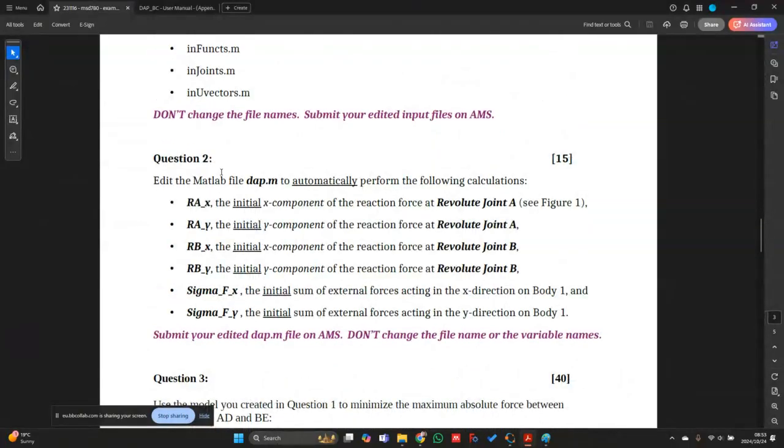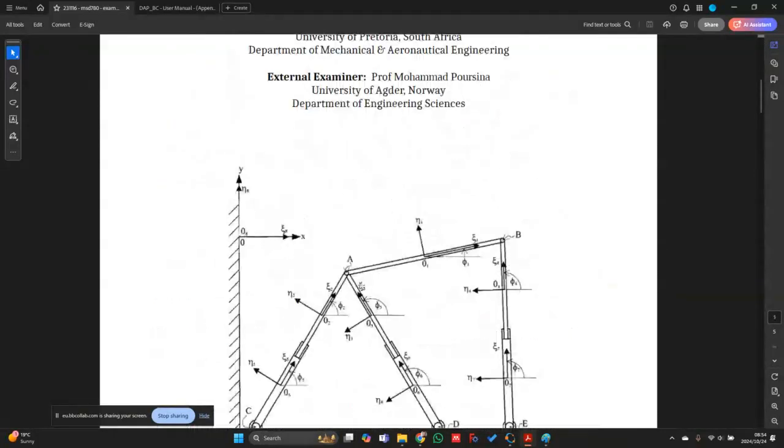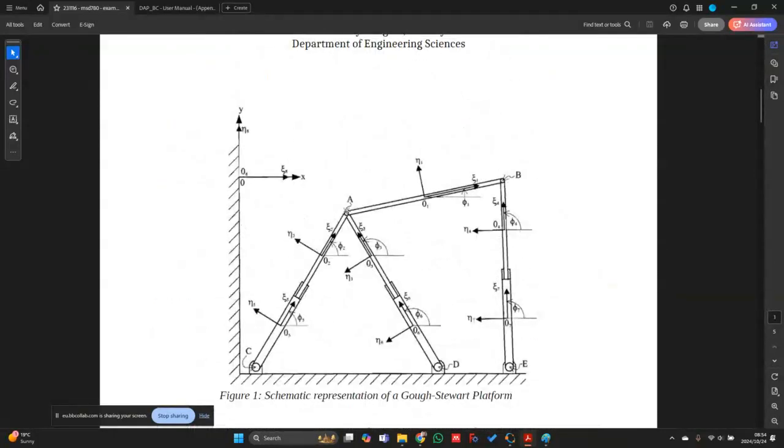And now I want to focus on question 2, which is editing the dap.m file to automatically perform the following calculations. So the "automatically" tells you that you need to use code to calculate these values. So the very first one is RAX, which is the initial X component of the reaction force at revolute joint A. And this we can see in figure 1. So if we go back up over here, at point A, we essentially have 2 revolute joints, one between body 1 and 2, another one between bodies 1 and 3. And I need to take both of them into account when I calculate that revolute joint reaction force.